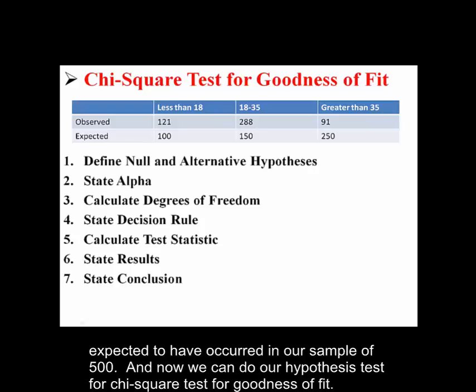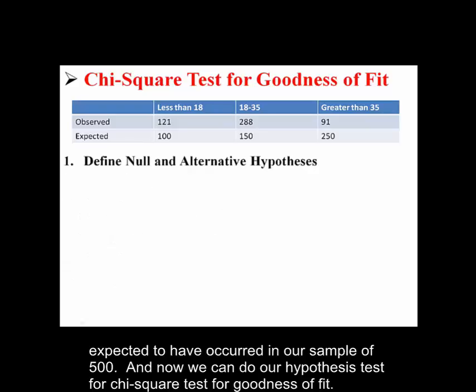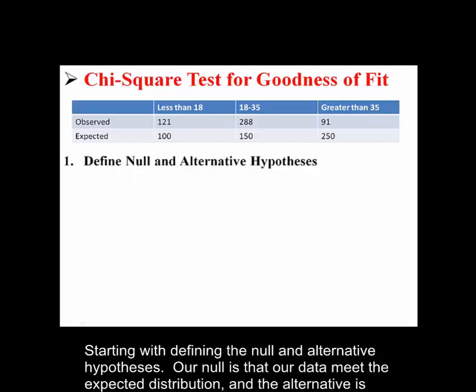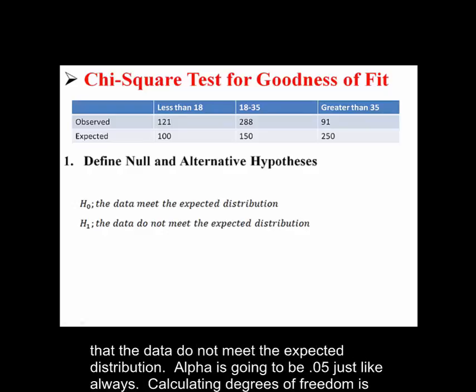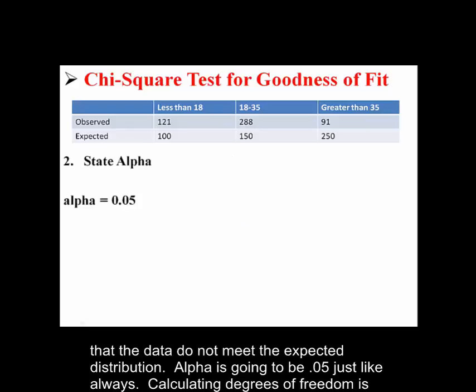And now we can do our hypothesis test for a chi-square test for goodness of fit, starting with defining the null and alternative hypotheses. Our null is that our data meet the expected distribution, and the alternative is that the data do not meet the expected distribution. Alpha is going to be 0.05, just like always.